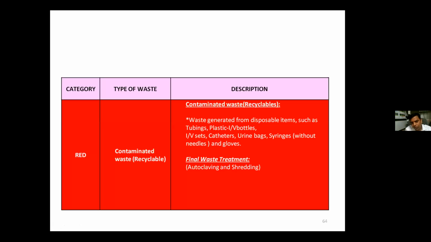Such posters of segregation should be placed where the waste is generated. I suggest this practice: you can keep such labels over the color-coded bins. Red, yellow and blue color posters can be placed over the bins for easy understanding of the healthcare personnel.